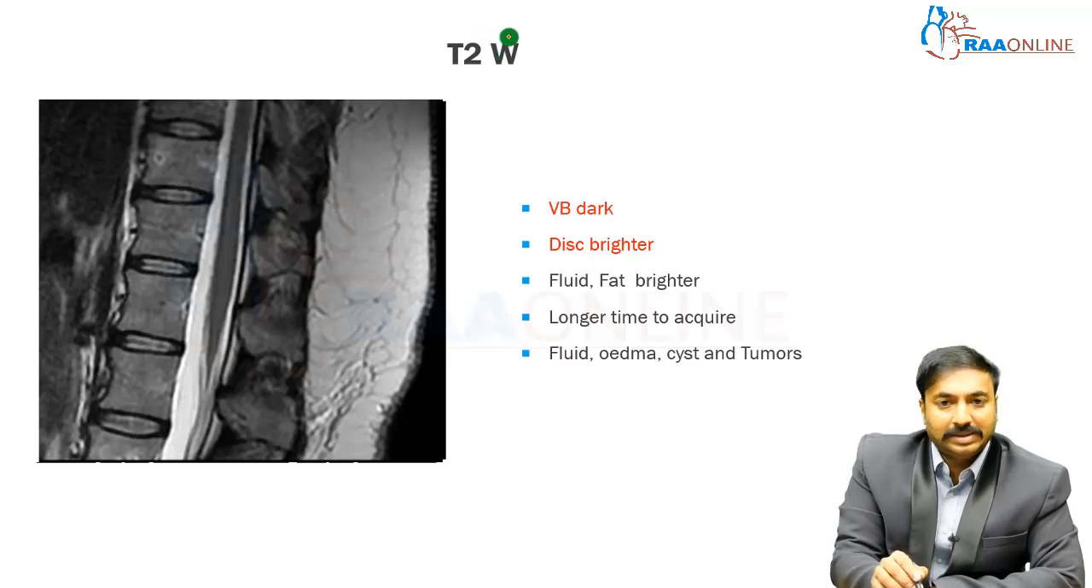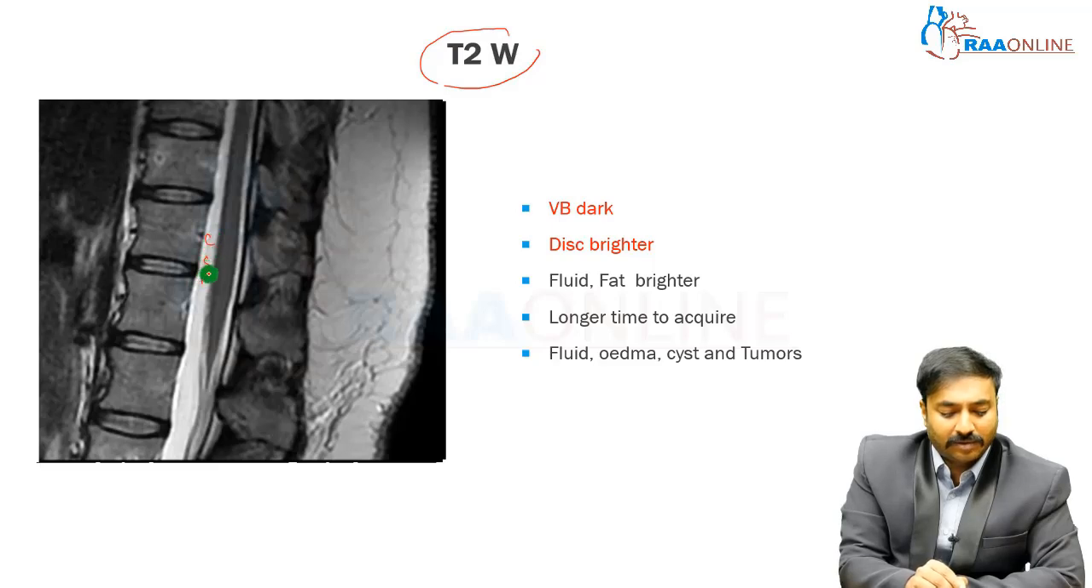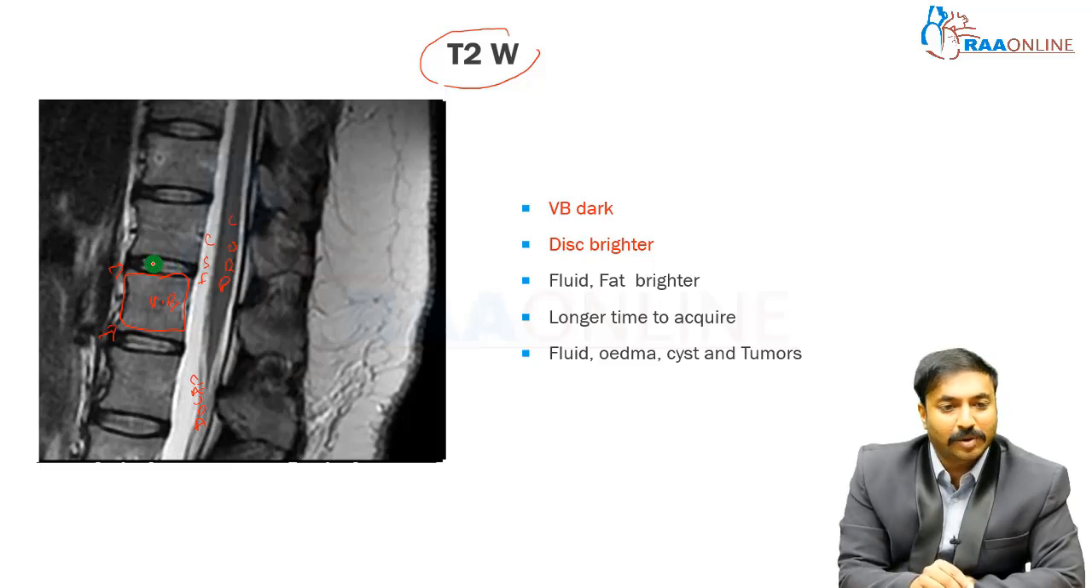Now this is a T2 weighted image. You can see that this is CSF, this is the cord, this is the caudal roots or cauda equina, as you call it, this is the vertebral body, and this is the disc. Now you can see the water content in the disc, which is responsible for the brightness of the disc in T2. In T2, you can see that the disc is much brighter than the body. So this equation is always maintained in a normal spine.